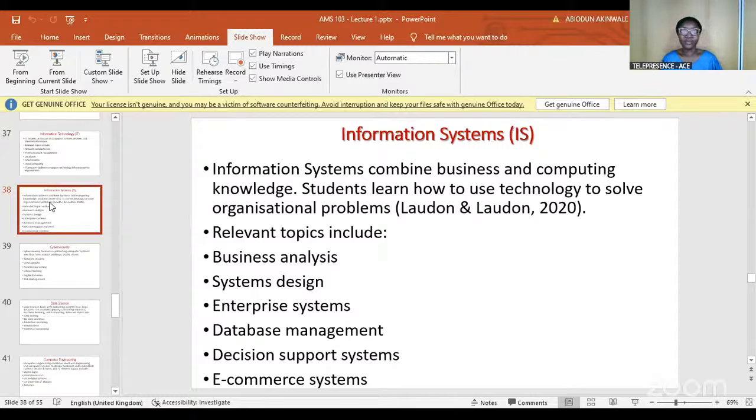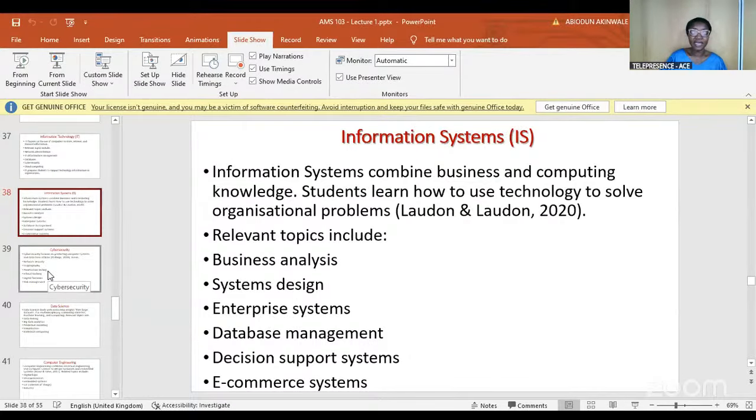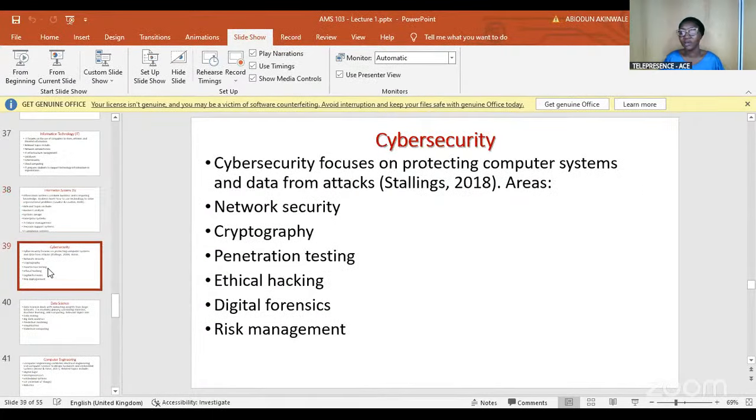Information systems combine business and computing knowledge. You can see here now. So we learn to use technology to solve organizational problems. That's why we are here. So you can begin to look into any of these topics: business analysis, systems design, enterprise systems, database management, decision support systems, e-commerce systems. So we are encouraging you, okay?